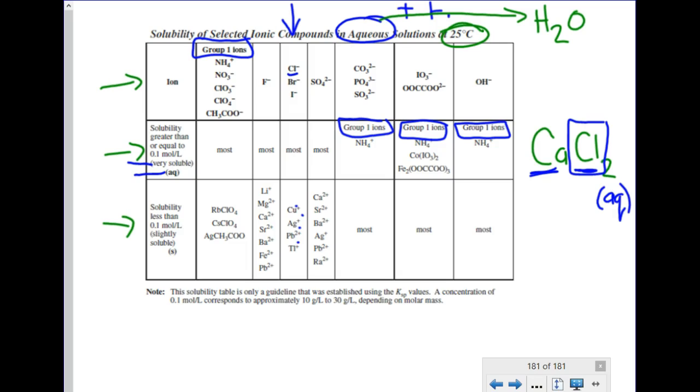Every once in a while, you're going to get this NH4 positive that appears. What in the world is NH4 positive? Ammonium. Remember, it is the only positive polyatomic ion that we're going to be dealing with in Physical Science 20.